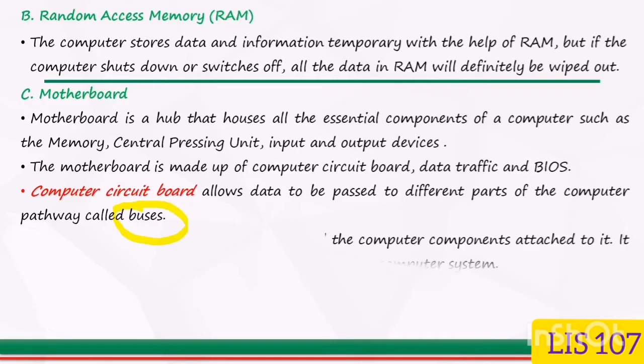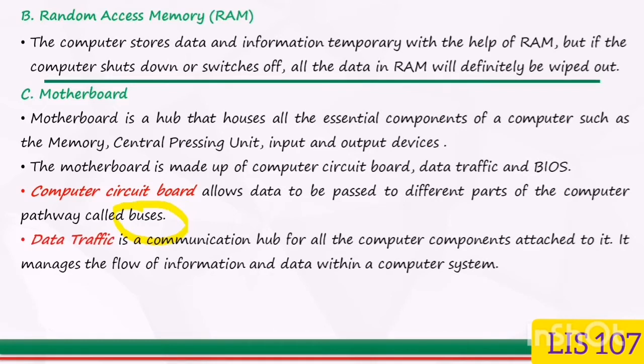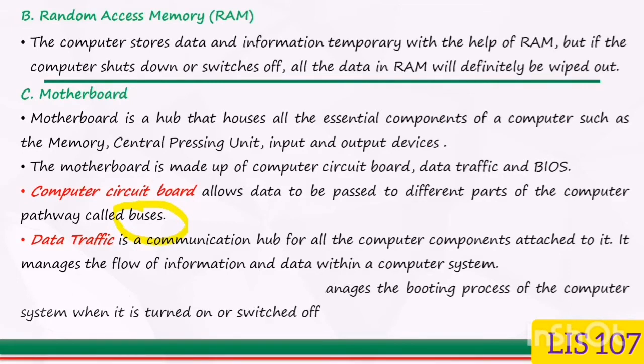Now, what is our computer circuit board? Our computer circuit board allows data to be passed through different parts of the computer system called buses. We also have the board traffic, the data traffic. The data traffic is like a communication hub for all the computer components attached to it. So any information that comes to the computer, the data traffic manages it. And that's why you see that the computer can do a lot of calculation, lots of tasks at the same time. The third part of the motherboard is the BIOS, which is the basic input system.